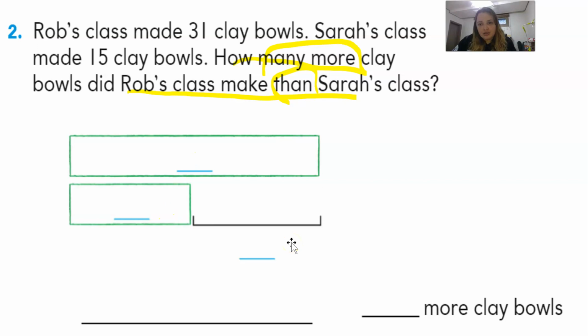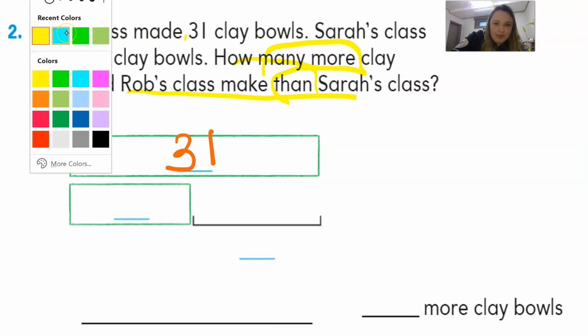GoMath, you are trying to confuse us, but you know what? We're not going to let GoMath confuse us, because I know that the bigger box, you see this bigger box is made up of part and part. Good try, Think Central. You did not trick me. So my whole is 31, so it's going to go right here, 31. So that's my first piece of information that I know I'm going to use.